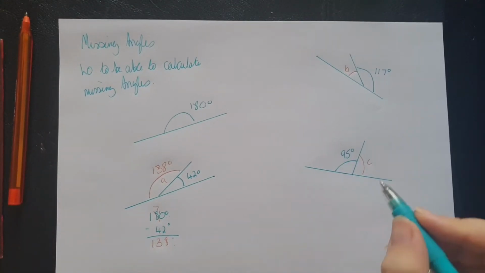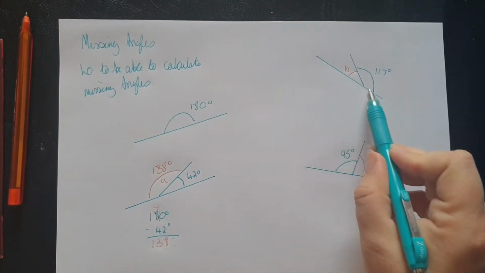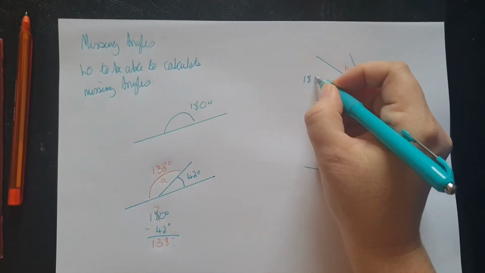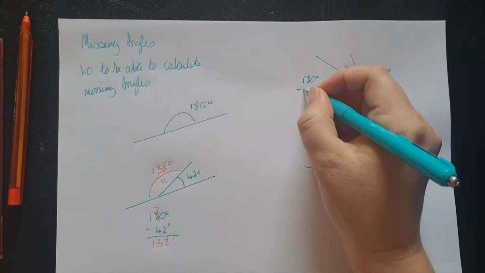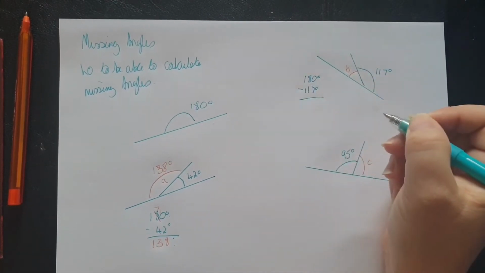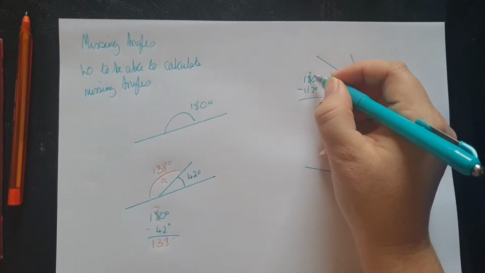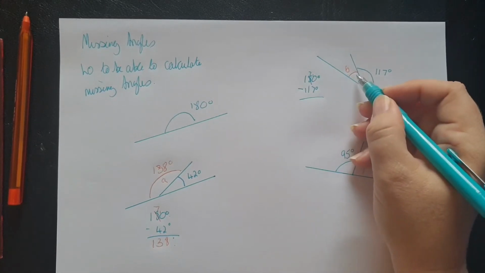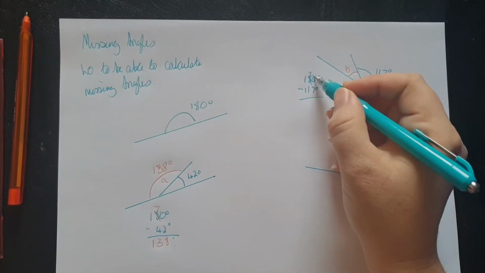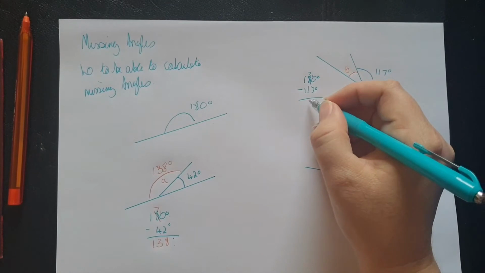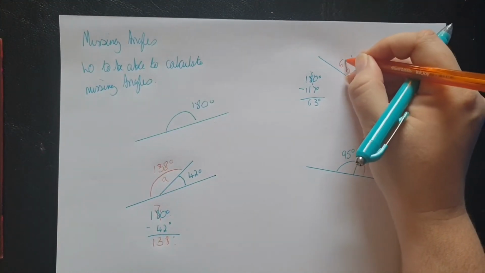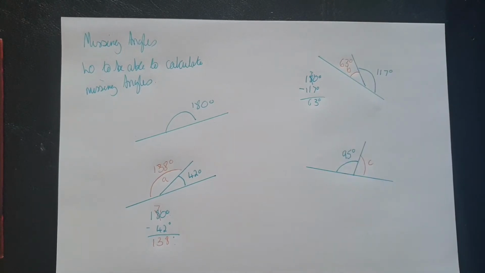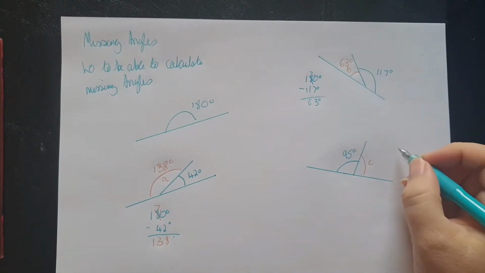So again, we know that we have a straight line here, so it's 180 degrees. We're going to take away 117, and that way we will find angle B. 63 degrees. Same principle here.